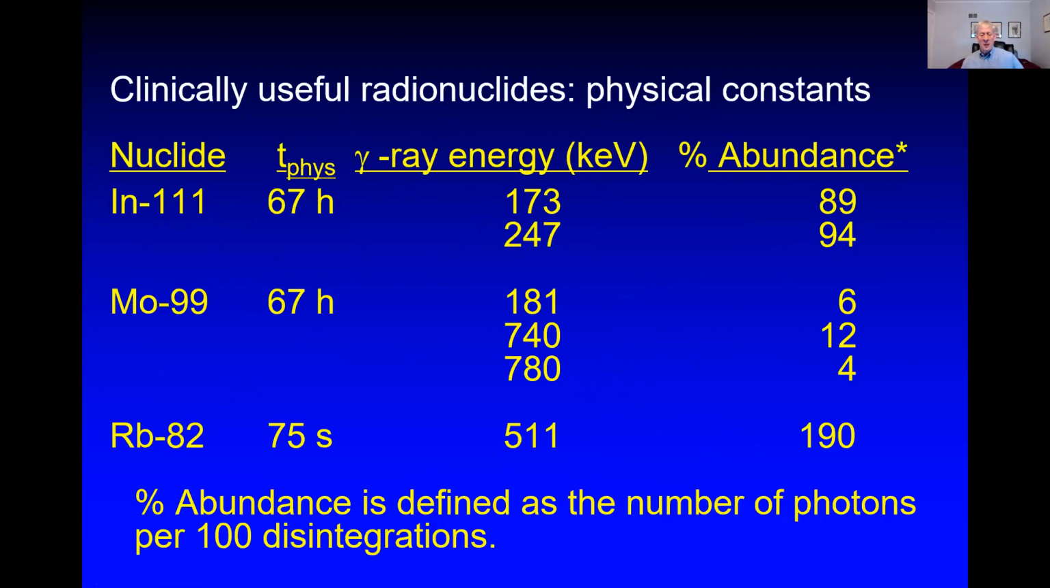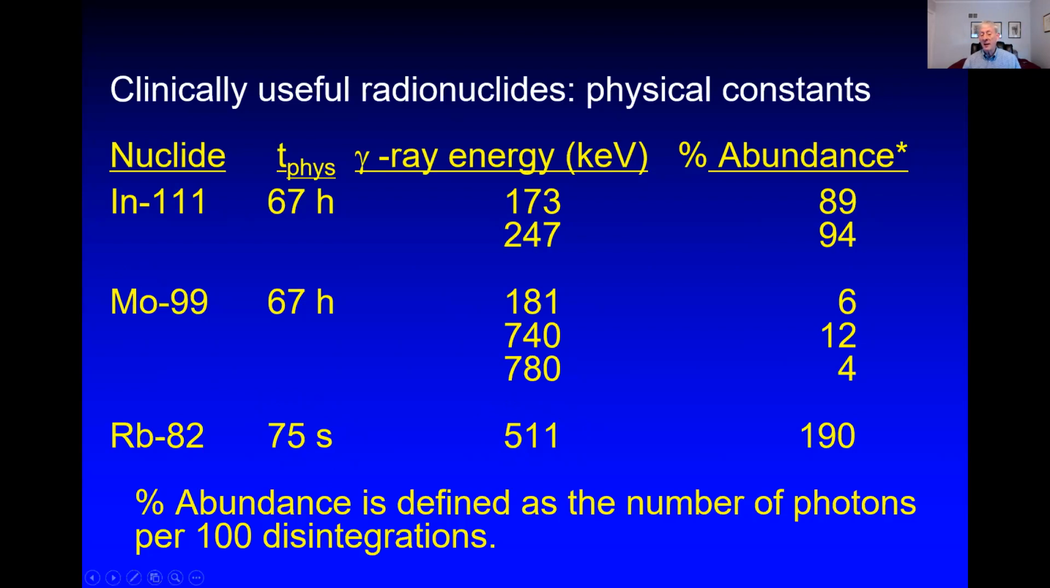Let's go down to rubidium for a moment. The shortest half-life that we have ever imaged with, other than carbon 11, nitrogen 13, oxygen 15. This is a 75-second half-life. Just looking at this number right here, 511 keV, what would you say would be the mode of decay of rubidium? Just looking at that one number. Anyone?